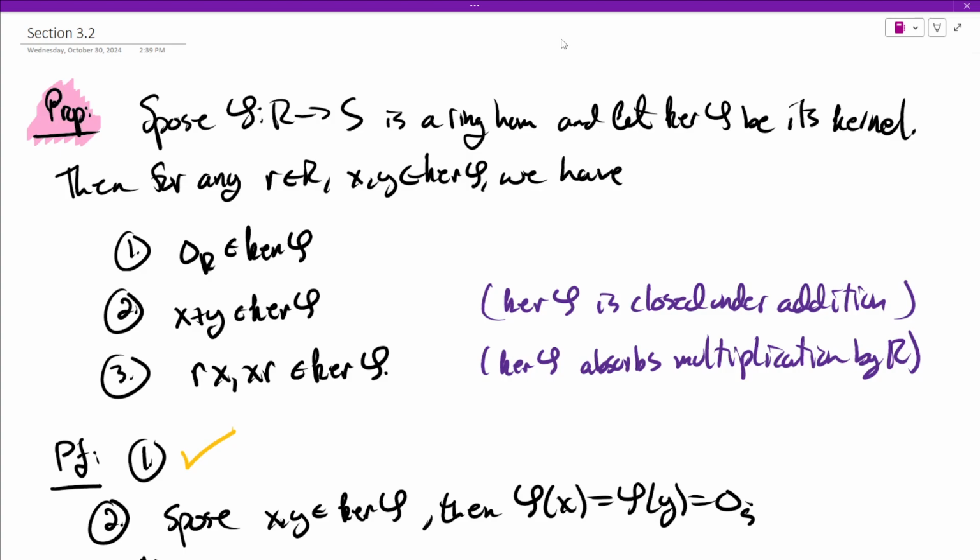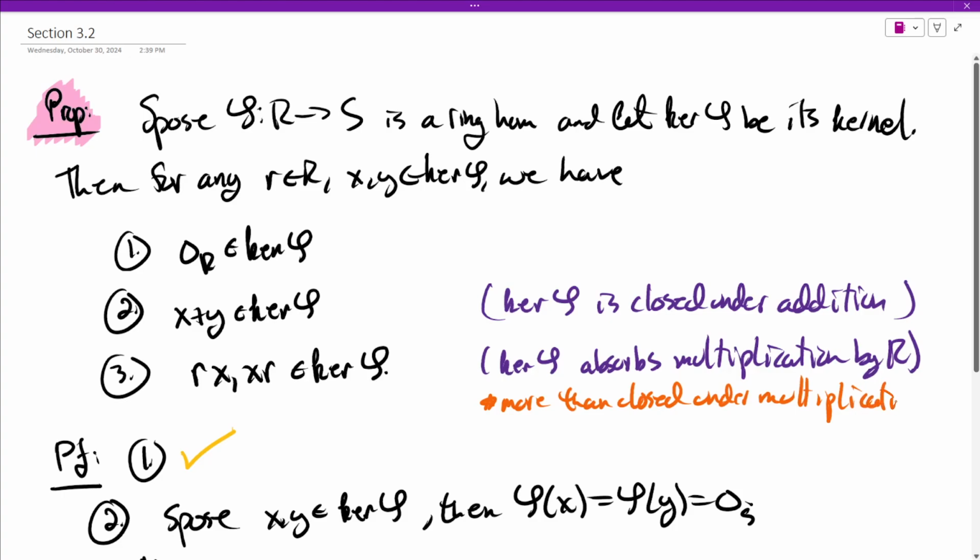Just as a cautionary note, this is more than closed under multiplication, because not only is it closed under multiplication by elements of the kernel, it's closed under multiplication by every element in R. So I like to say instead that it kind of absorbs multiplication by r. If I take something outside the kernel and I multiply it with something inside the kernel, I get sucked into the kernel. But you could also say closed under multiplication by r. You can say whatever you like there. But I like to say absorbs.